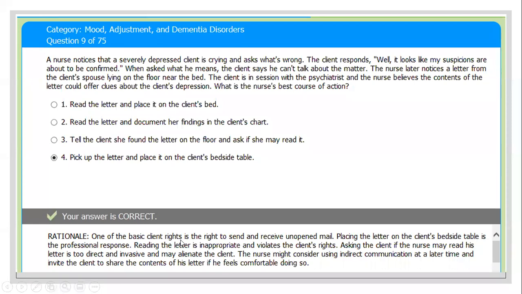The basic client right is the right to send and receive unopened mail. Placing the letter on the client's bedside table is the professional response. Reading the letter is inappropriate and violates the client's rights. Asking the client if the nurse may read the letter is too direct and invasive, and may alienate the client. The nurse might consider using indirect communication at a later time and also invite the client to share the content of his letter if he feels comfortable doing so.